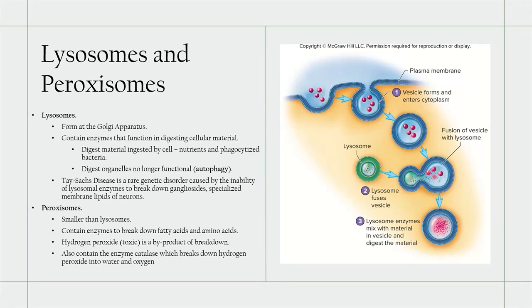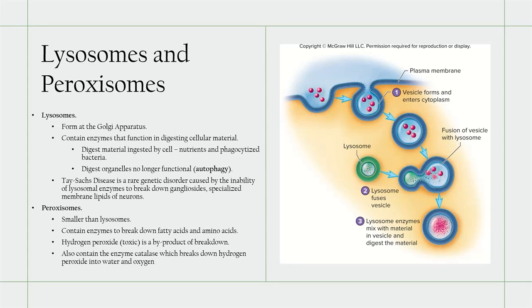An example of a human disease where lysosomes aren't working properly is Tay-Sachs disease, and it's a genetic disease, so it's inherited, where the enzymes located in the lysosome can't break down gangliosides, which is a specific membrane lipid of neurons. So there are examples of human diseases where simple processes like lysosomes are affected.